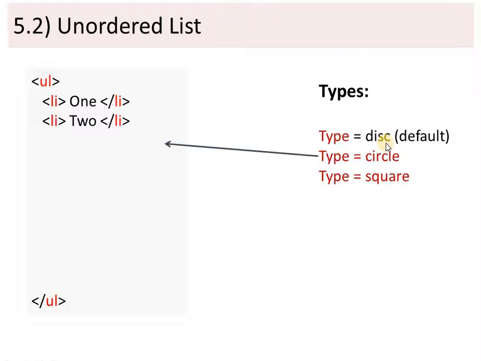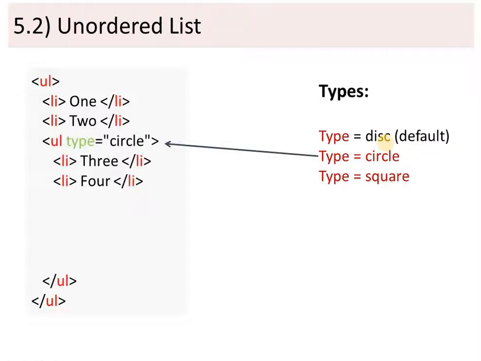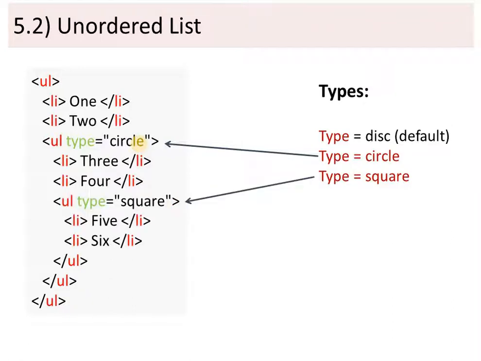Okay, now after that I have created another sublist. Now this is an unordered kind of list, and I have mentioned type is equal to circle. That means it will be a circle list, 3 circle 4. Okay, like this. Now I have created another sublist and type is square.